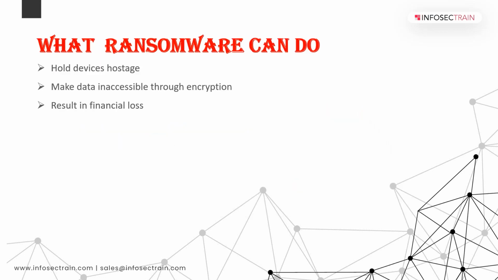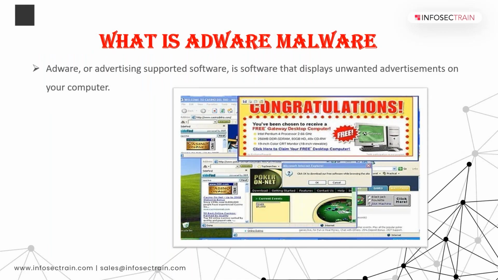What ransomware can do is hold our devices, right? They will make the data inaccessible. So if a ransomware attack happens, we are not able to do anything on our devices. Everything is held by the attackers. It results in financial loss. So what is adware? Nowadays, everyone is getting ads on our devices, on our laptops.